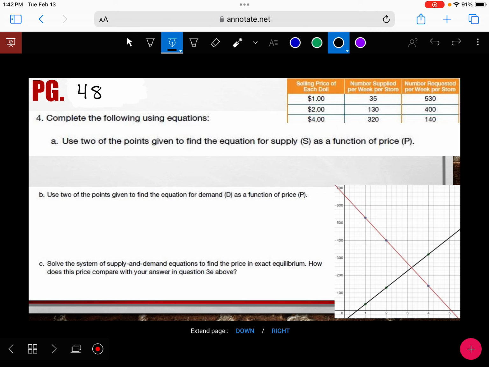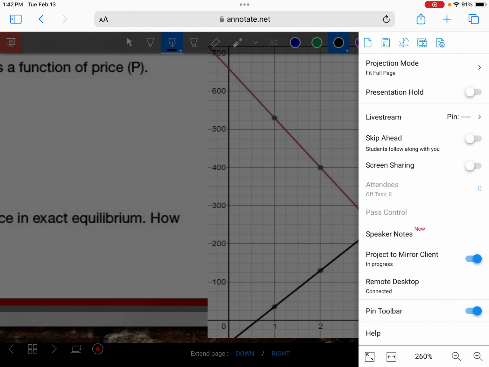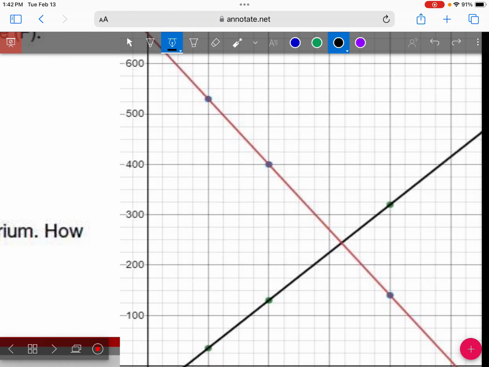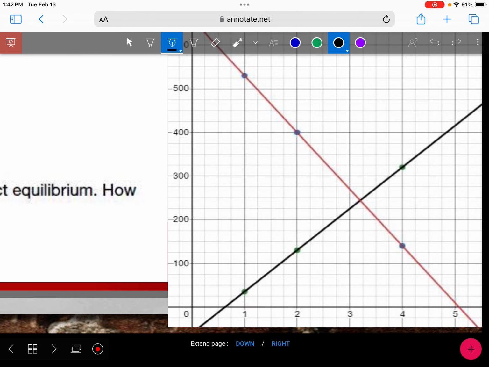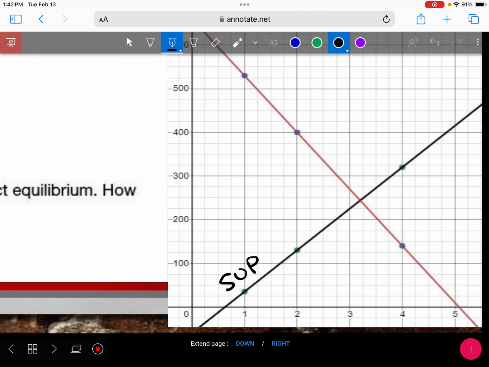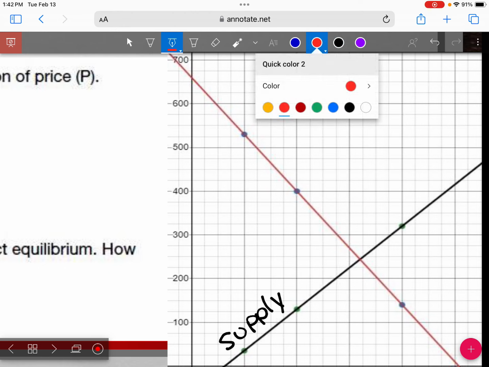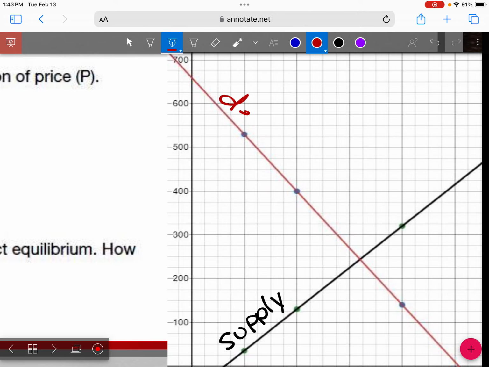All right. So we're going to be using our graph that we made yesterday. And we had this picture that looked kind of like this one down at the bottom here. So we made a graph that looked kind of like this yesterday, where we had our supply line over here. So this was our supply. And we had our demand line, which was this red one over here. Not orange, red. There we go. So they look like this.